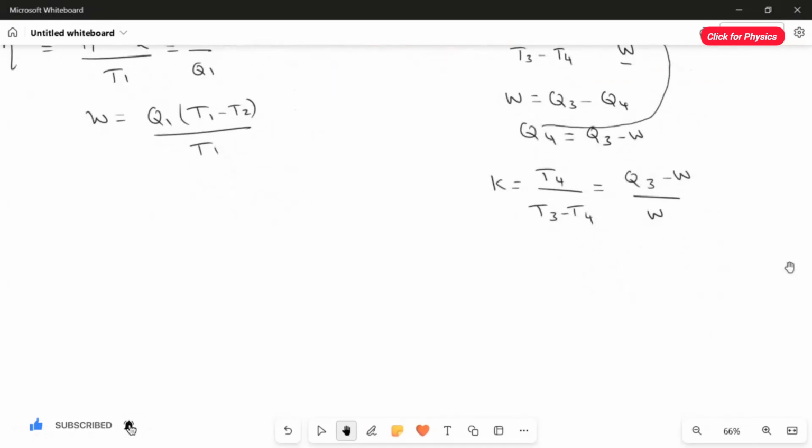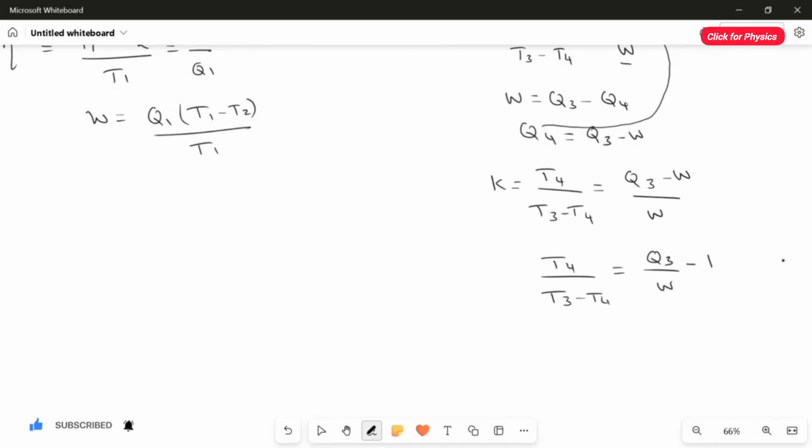So how we can write? I can write this part T4 over T3 minus T4. No need to write this coefficient because this is our coefficient of performance, all right? So no need to represent this K here. So hereafter I'm going to use this K, considering only this part. So T4 over T3 minus T4, which is equal to Q3 over W minus W over W. So that means this becomes 1.